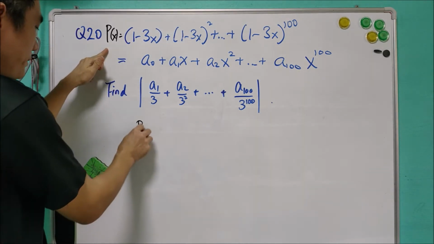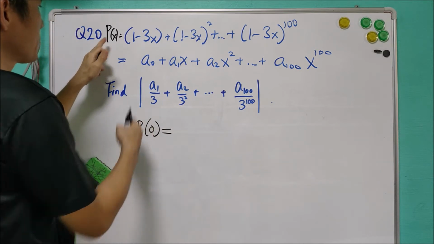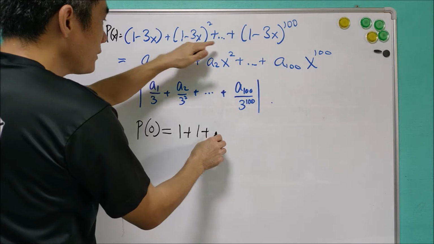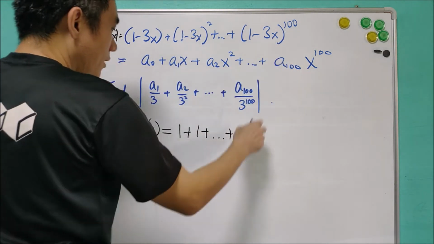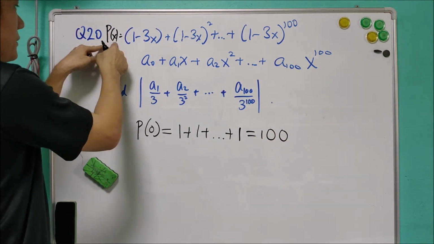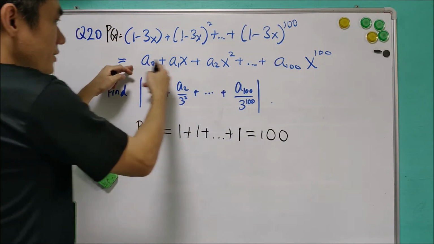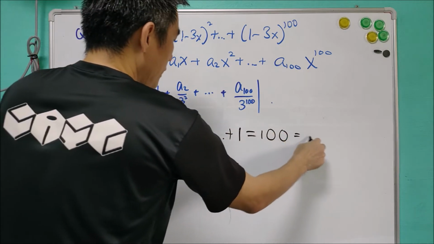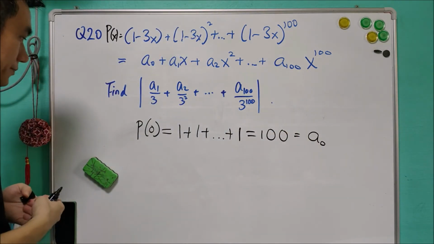Now we can consider P(0). We sub x as 0. So this will be equal to 1, this is equal to 1, and each of these is actually equal to 1. And we have a total of 100. So P(0) is equal to 100 using the first row. Using the second row, P(0) will be equal to a0. So we know that a0 is equal to 100.